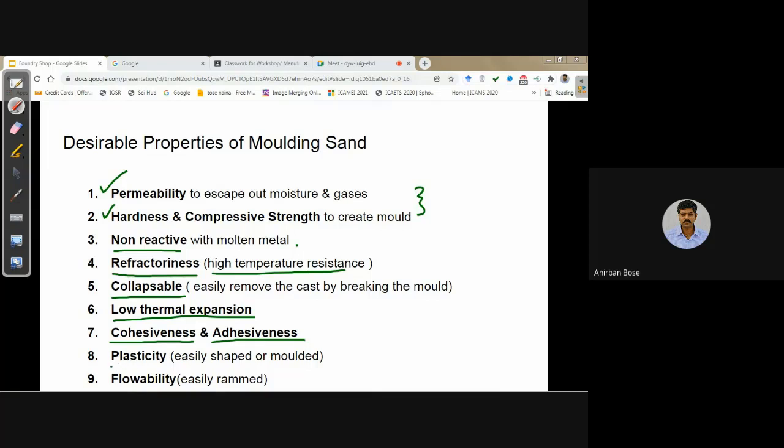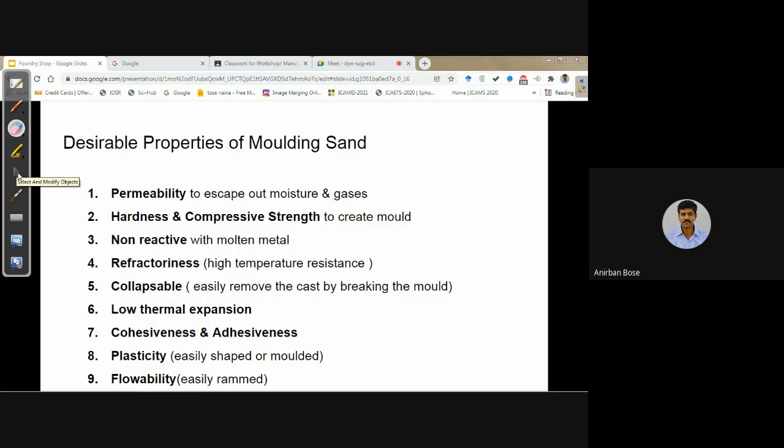Then plasticity is again very important, so that it can easily be shaped or molded. That property is important, and definitely water moisture content plays an important role by changing the plasticity. Flowability is very important. Flowability of the mold material should be good, so that we can easily ram after preparing the mold, so the ramming power will be less. Okay, so these are the important properties of the molding sand that we are looking for, and that is why green sand is found to be the best molding material. That is why green sand molding is so popular.